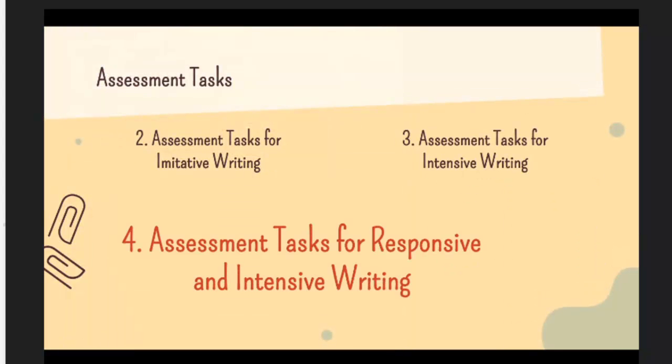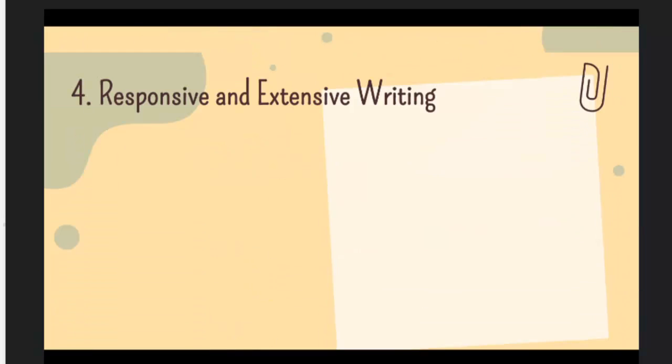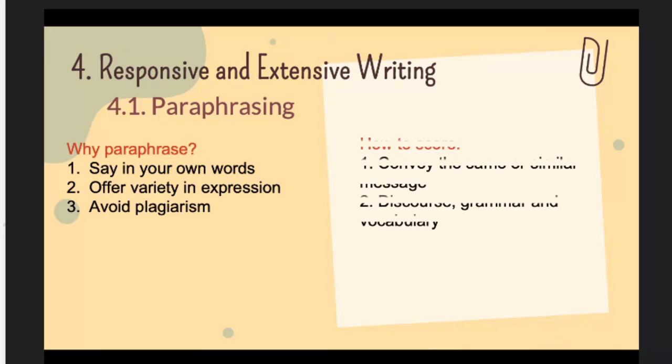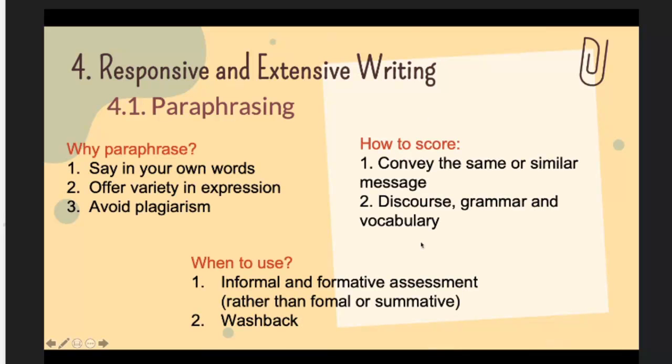Now let's come to responsive and intensive. Here are some techniques for you guys. Number one, paraphrasing. You can test it, but while you score the student's performance, the most important thing is to make sure the sentence is similar to the original one. Then you can look at the discourse, grammar, and vocabulary later. But the most important thing is the meaning.